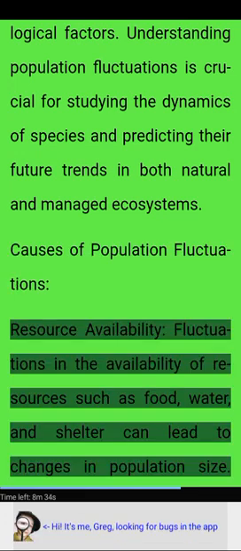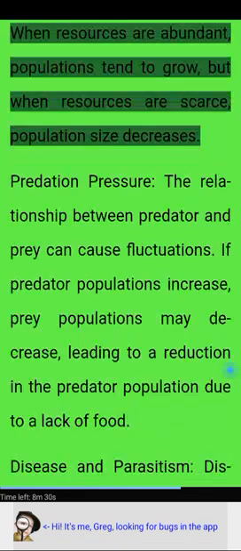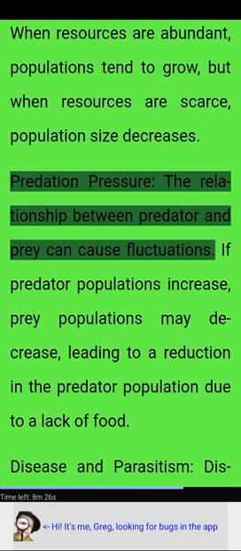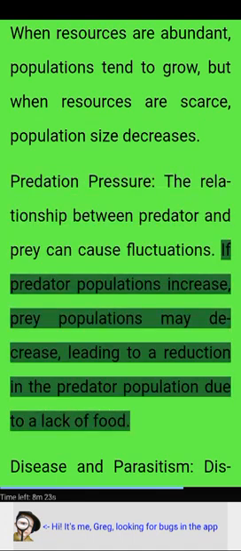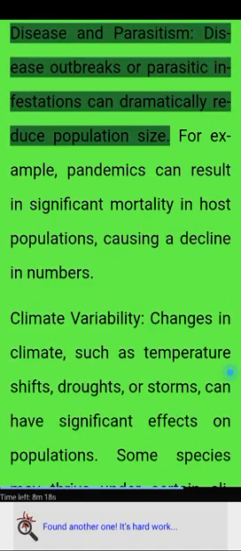Resource availability. Fluctuations in the availability of resources such as food, water, and shelter can lead to changes in population size. When resources are abundant, populations tend to grow, but when resources are scarce, population size decreases. Predation pressure. The relationship between predator and prey can cause fluctuations. If predator populations increase, prey populations may decrease, leading to a reduction in the predator population due to a lack of food.